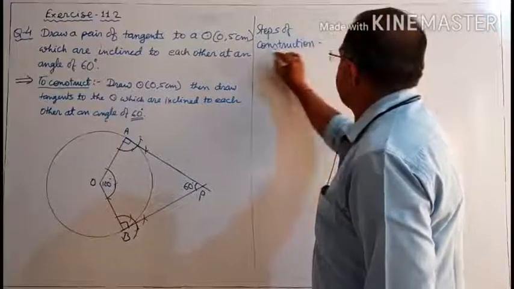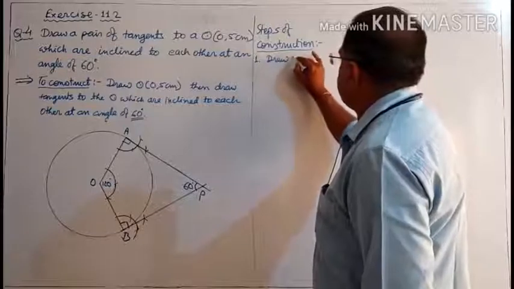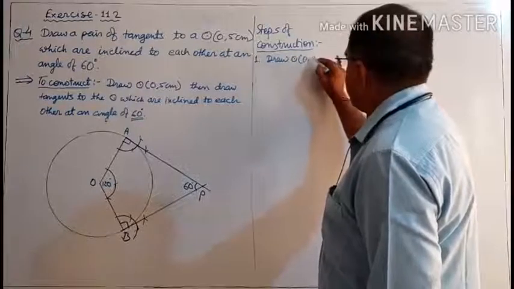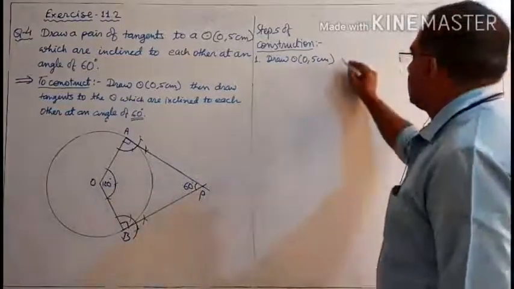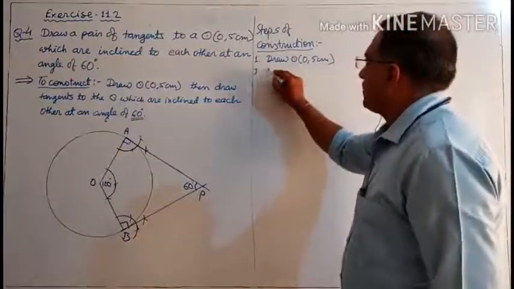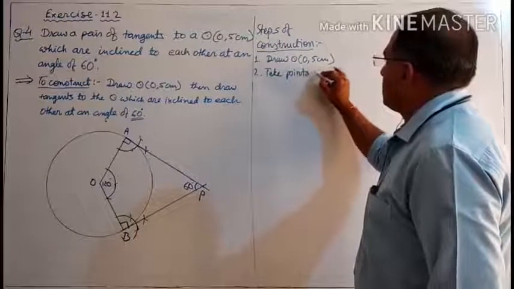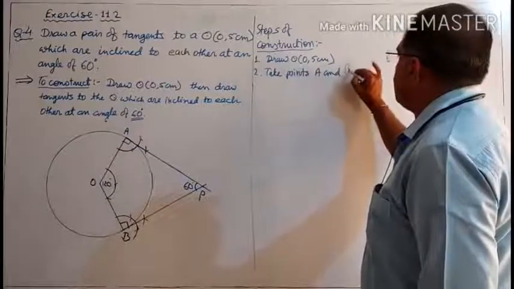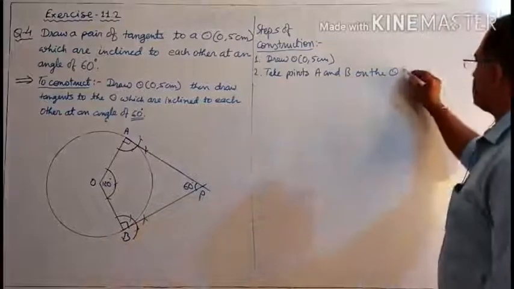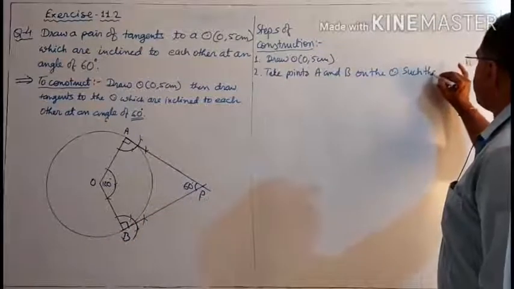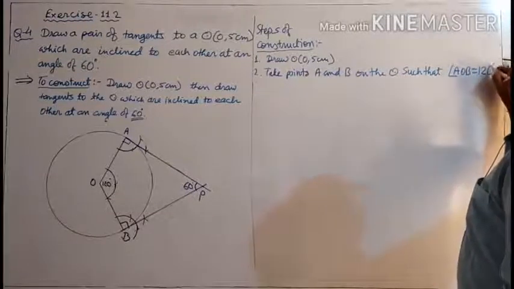First step, given condition, a circle with center O and radius 5 cm is drawn. Okay. Then take points A and B on the circle. We have to get these points on the circle such that the angle formed between them, angle AOB, is equal to 120 degree.